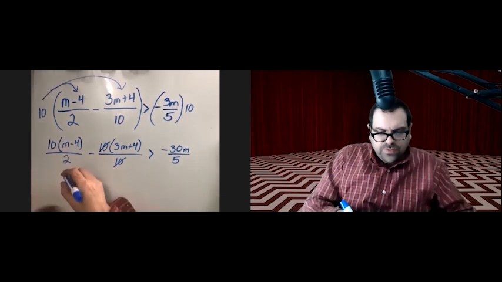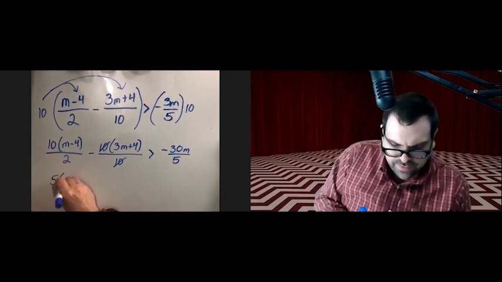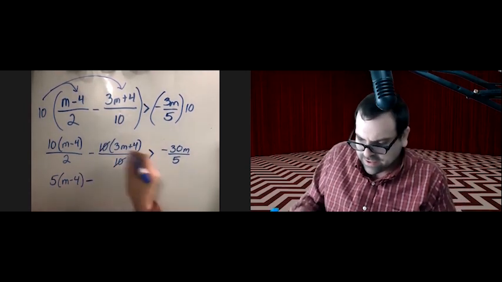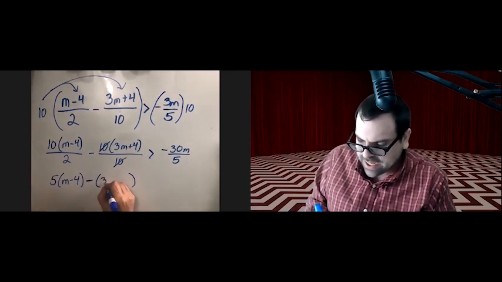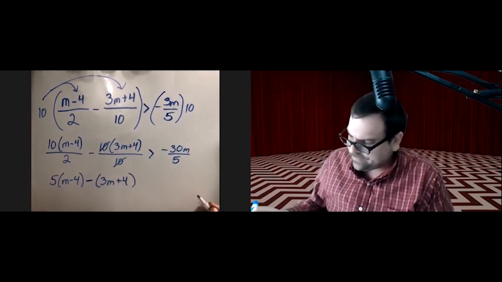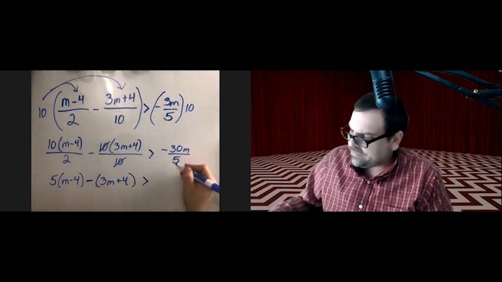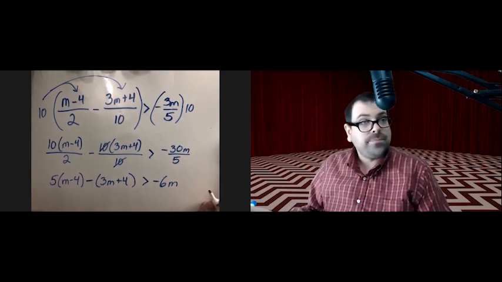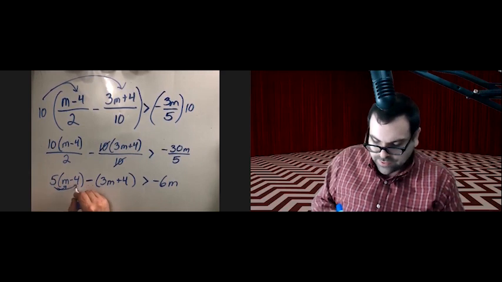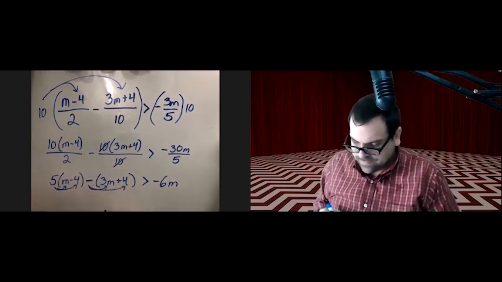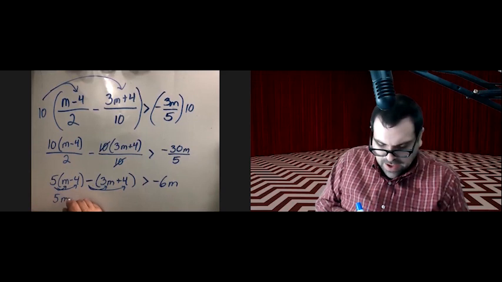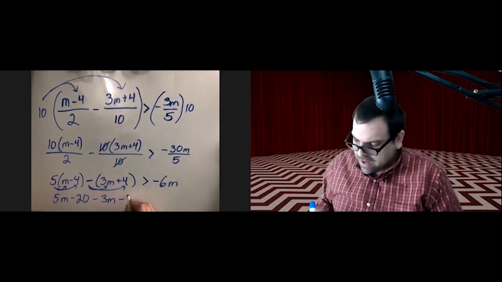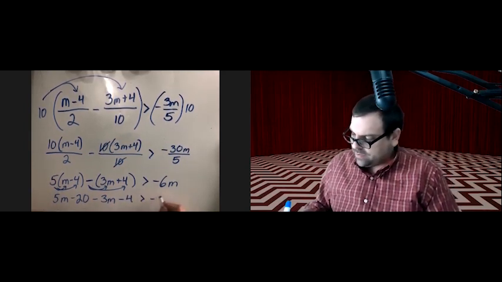Here, 10 over 2 is 5 of these m minus 4s. And we're subtracting, in parentheses, the entire 3m plus 4. And then negative 30 divided by 5 is negative 6m. Distribute. 5m minus 20 minus 3m minus 4 greater than negative 6m.